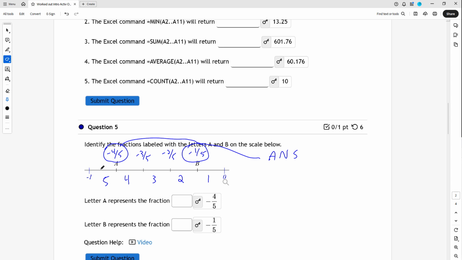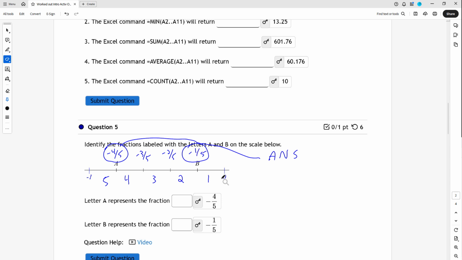So each piece in here represents 1/5. So counting down, there will be a negative 1/5, negative 2/5, negative 3/5, negative 4/5. So the answers here for part A represents the fraction negative 4/5, and for B represents the fraction negative 1/5.